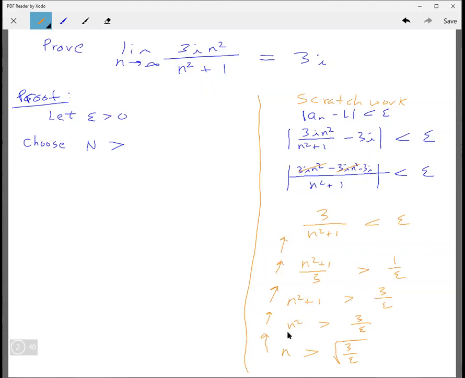If n squared is greater than 3 over epsilon, then surely n squared plus 1 is going to be greater than 3 over epsilon. This does imply that. The implication goes this way. It doesn't go down, but it goes up, and that's the direction you need. Because what's going to happen now, I have down here, this is the key right here now.